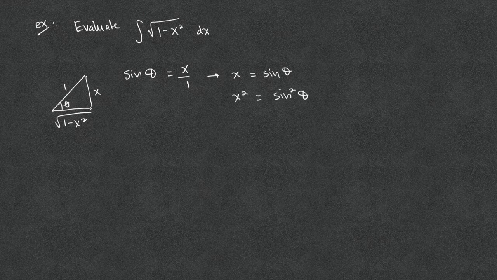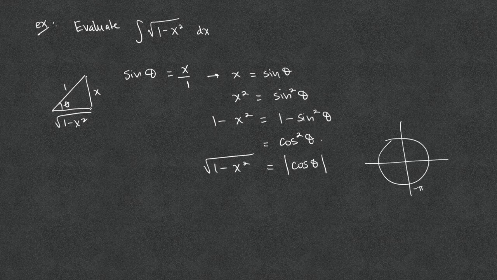x squared is sine squared theta, and therefore 1 minus x squared is 1 minus sine squared theta, or cosine squared theta. The square root of 1 minus x squared is now the absolute value of cosine of theta. As long as we restrict the domain from negative pi over 2 to pi over 2, then the square root of 1 minus x squared is positive cosine of theta.